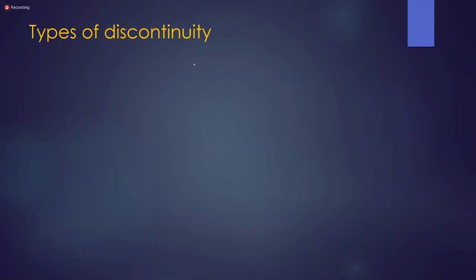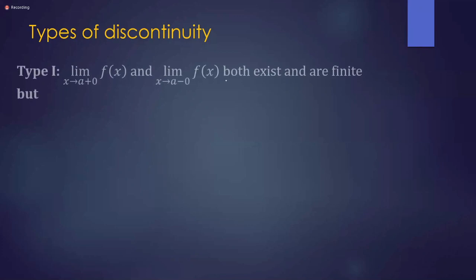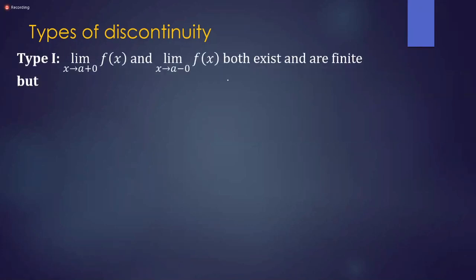When can a function be discontinuous, that is, not continuous? Type 1: both one-sided limits exist and are finite. That means nothing goes to infinity, nothing goes up or down. The problem is evidently something with these one-sided limits. So in the first case, the one-sided limits exist, they are finite, but they are not the same.